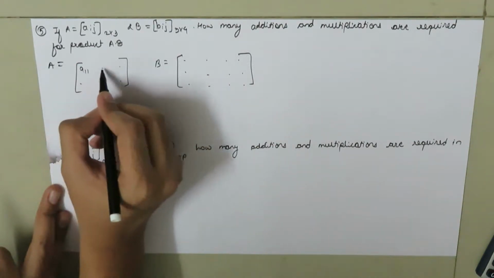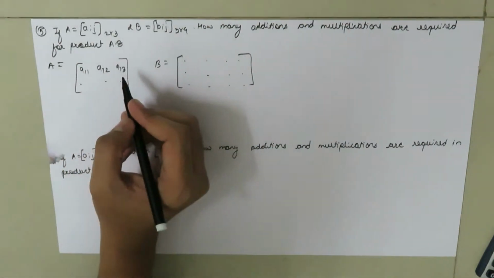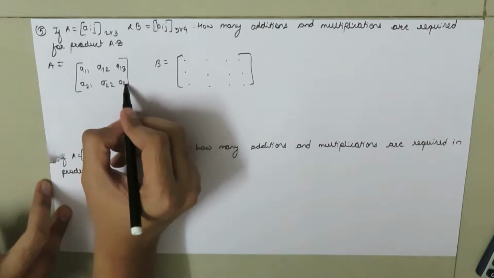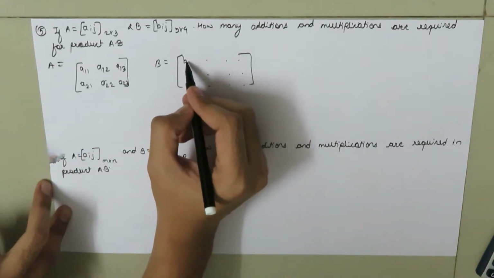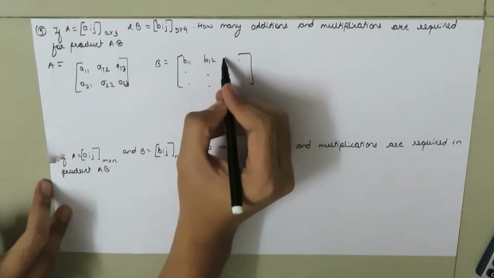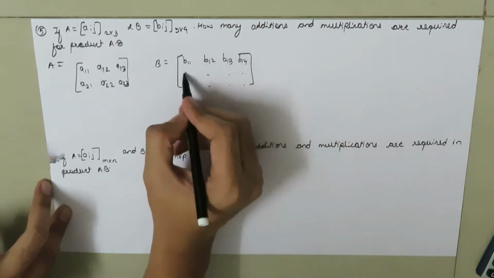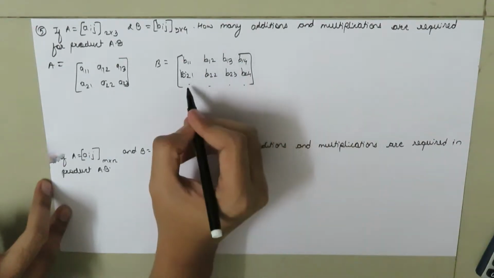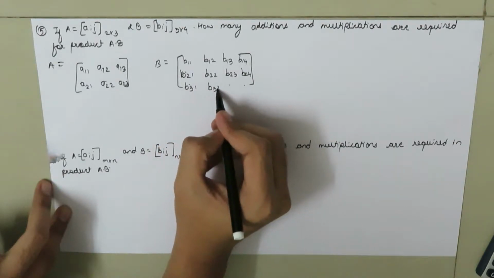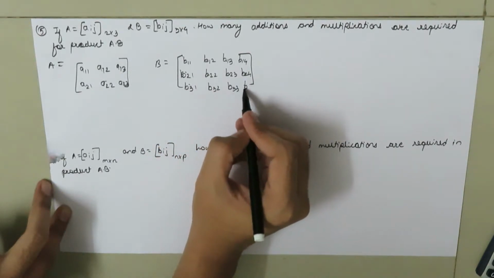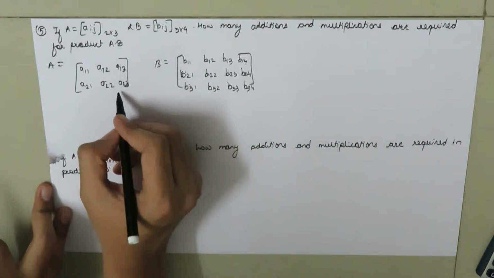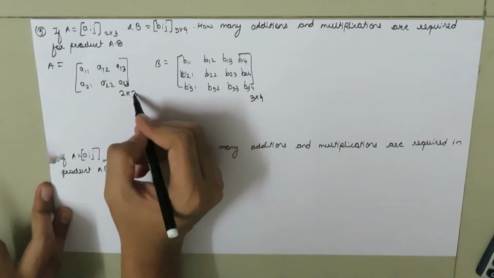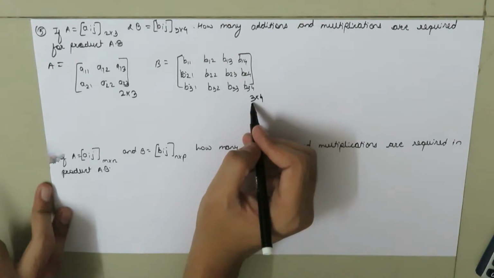So this is first row first element, first row second element, first row third element, and this is second row first element, second row second element, and second row third element. And here we have B: first row first element, first row second element, first row third element, first row fourth element, second row first element, second row second element, second row third element, second row fourth element, third row first element, third row second element, third row third element, and third row fourth element. So this is a 2 by 3 matrix and this is a 3 by 4 matrix. So here the columns of A will match with the rows of B.